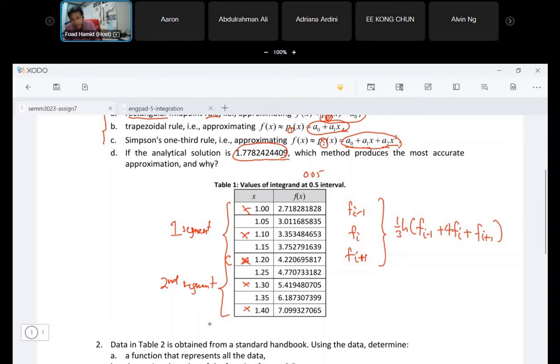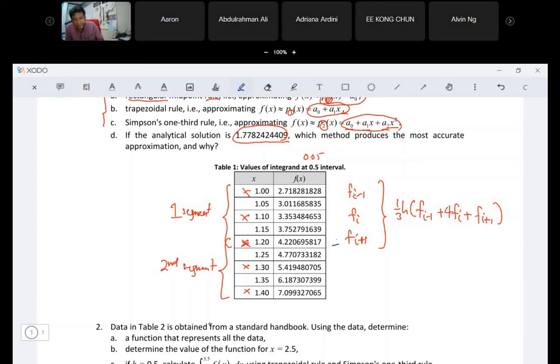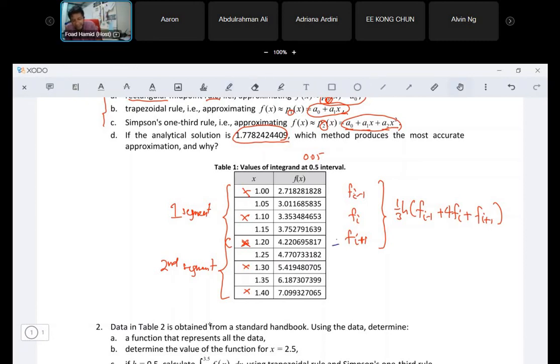And for the second segment, okay, for the second segment, I'm using this as my f. Oh man. Have you heard about Murphy's Law? I hope engineering students know what Murphy's Law is.